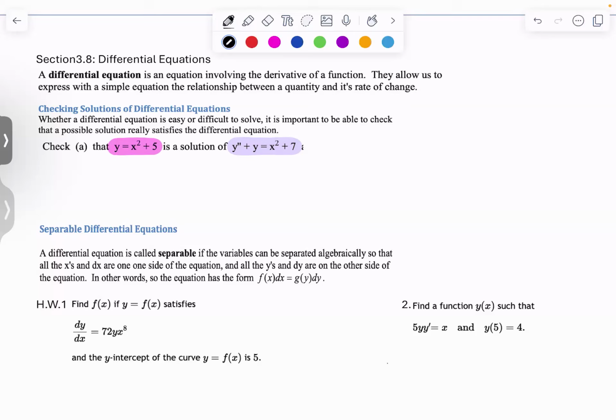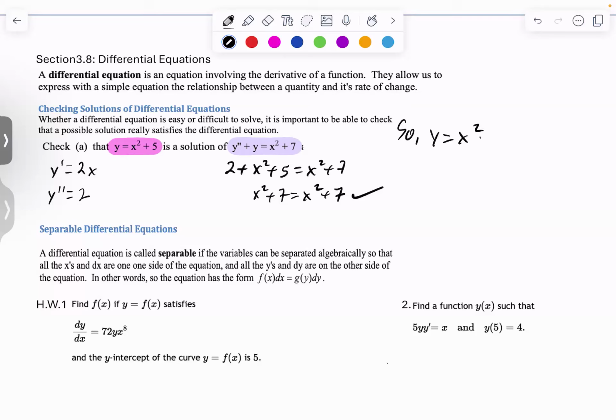So what I'm going to do is find the second derivative. y prime is 2x, and y double prime is just 2. And I'm going to plug that into here. 2 plus, now y is x squared plus 5. That's the pink that you see on the left there. Right side is x squared plus 7. And x squared plus 7 is going to equal x squared plus 7. And that is going to check. Meaning, y equals x squared plus 5 is a solution to y double prime plus y equals x squared plus 7.